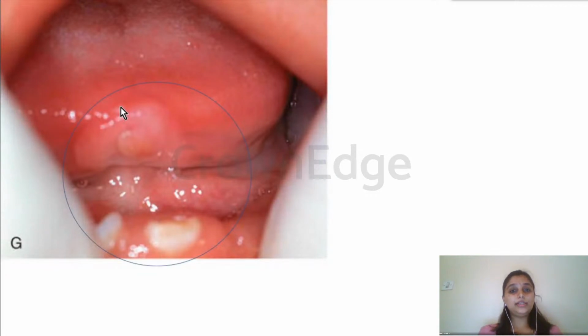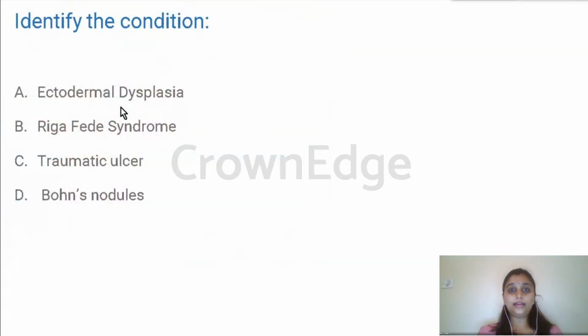So this is a picture-based question. Look at the picture very carefully, and you have to concentrate on the blue circle that I've drawn. With this, the question is, identify the condition. A, ectodermal dysplasia. B, Riga-Fede syndrome. C, traumatic ulcer. D, bone nodules. Let me just go back to the picture once again.